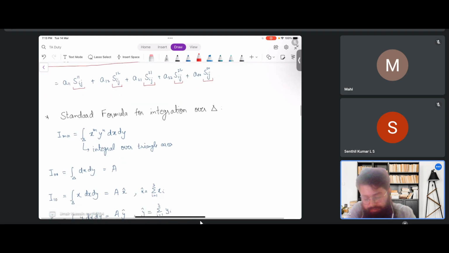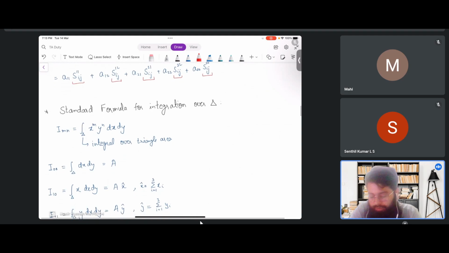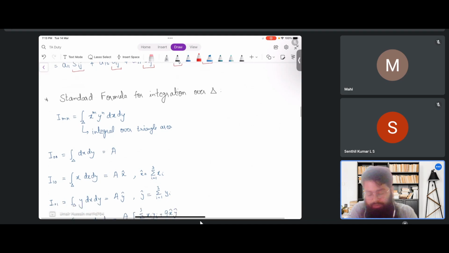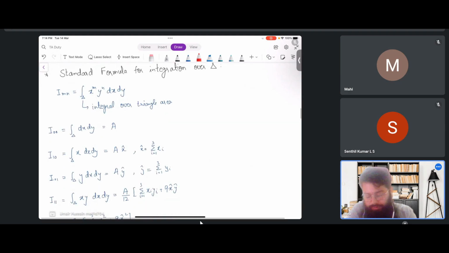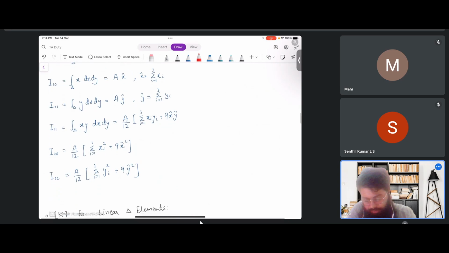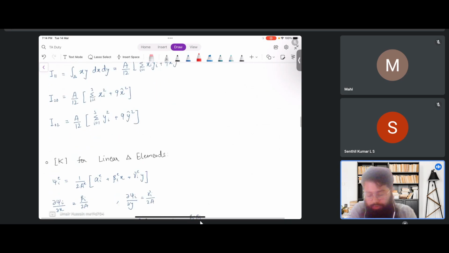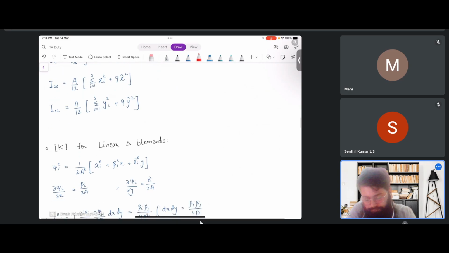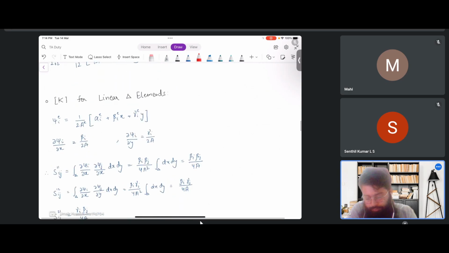In order to find these, we introduce some standard formulas for integration. This has nothing to do with FEM. This is just generalized rules for integration. So I don't think we need to go into much detail about this.